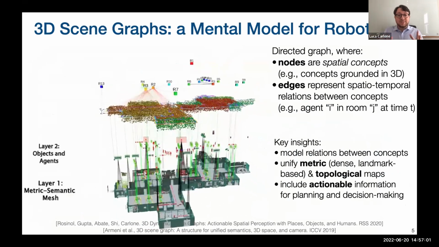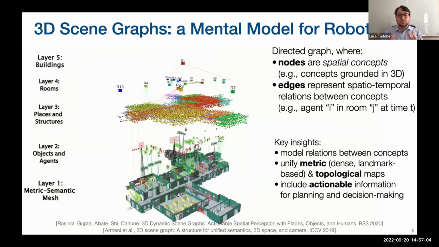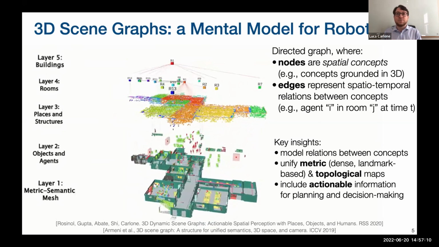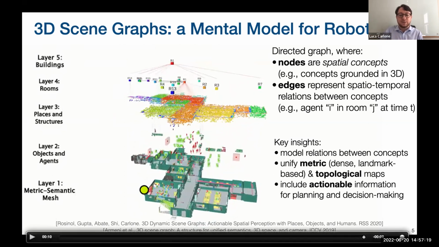So what are 3D scene graphs? Actually, this definition you will see is slightly different from the definition that you have seen in previous presentations. 3D scene graphs are nothing else than a new map representation for robotics. In particular, a 3D scene graph is a hierarchical model where at the bottom there is a 3D mesh with semantic annotation. So you see the 3D mesh. Each face of the mesh comes with a different color, which corresponds to a different semantic label. And if you go up in the layers, if you go up in this hierarchy, you essentially abstract away the mesh into high-level semantic concepts, such as objects and agents, places and structures, rooms, buildings, and so on. So many of these layers are pretty easy to understand, right?